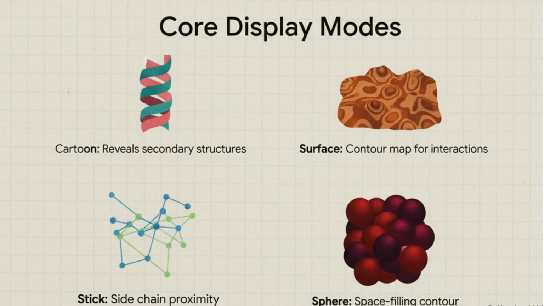Now we get to choose our lens, because PyMol gives us 4 core display modes. You've got cartoon for secondary structure, surface for interaction contours, stick for chemical side chains, and sphere for the true physical volume. And the key here is that each of these modes reveals an entirely different structural story.